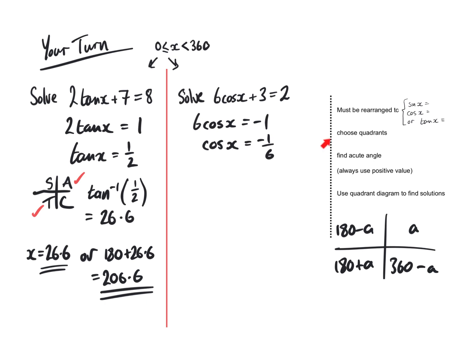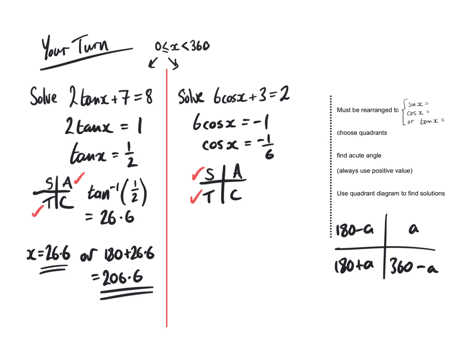Step 2 here is to choose our quadrant. So that's where we're going to use our quadrant or cast diagram. All scholars take care. And we are going to then have a look at what we've got here. Now cos of x is equal to a negative fraction, so we've got to say, well, where's cos negative? The easiest way to do that is say, well, where is it positive first? Cos is positive here, and therefore it must be negative in the other two, here and here.